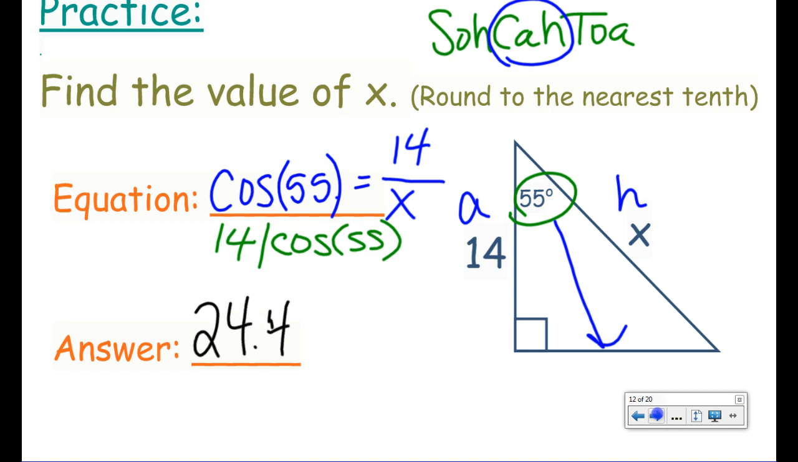I would always look and see if it's reasonable with my picture. 24, so this side is 10 more than that side. I'm okay with that. It's not a crazy answer. It's not negative. It's not like a million. So we're good. Let's move on.